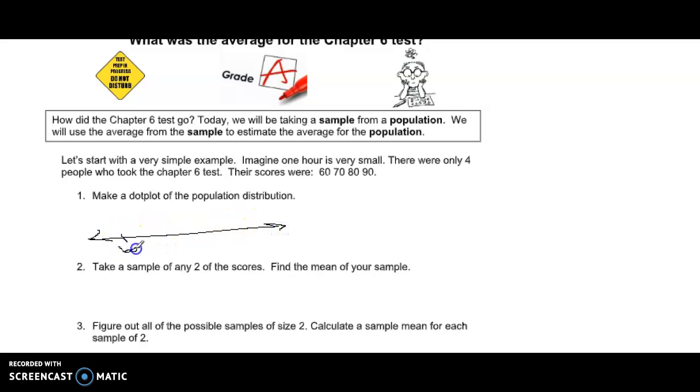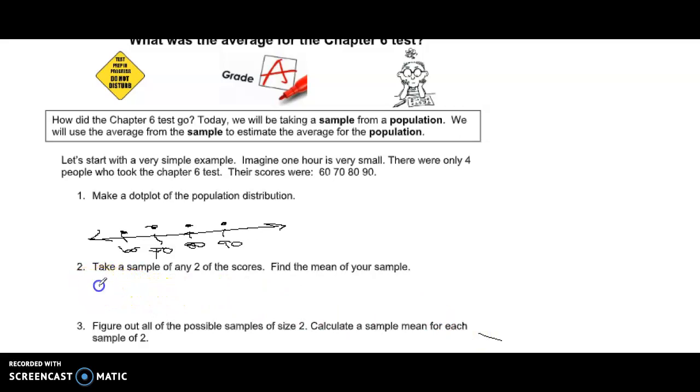And we've got 60, 70, 80, and 90. And we have one score at each. This is looking very nice and uniform. Okay, so now we're going to take a sample of any random scores and find the mean, which you don't need to pick the same 2 that I do. You absolutely can pick whichever ones you want.